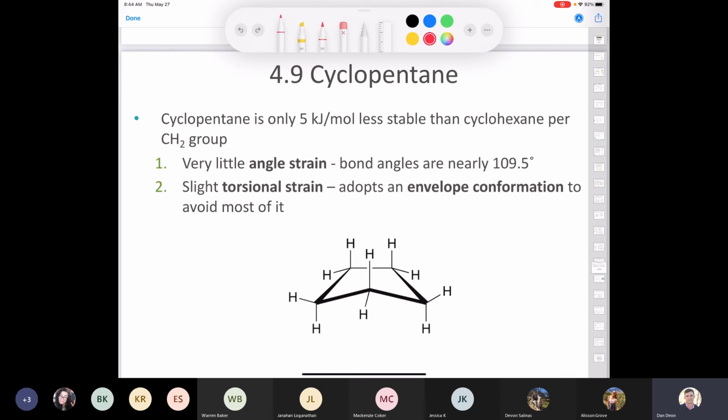All the bond angles are pretty close to 109.5 degrees. It's got some slight torsional strain, and so it adopts this envelope conformation. Now, if you're like, I'm sorry, Mr. Dion, but I've sent my friend a Christmas card or a birthday card, and that doesn't look like an envelope to me. Well, let me show you what it means by an envelope.